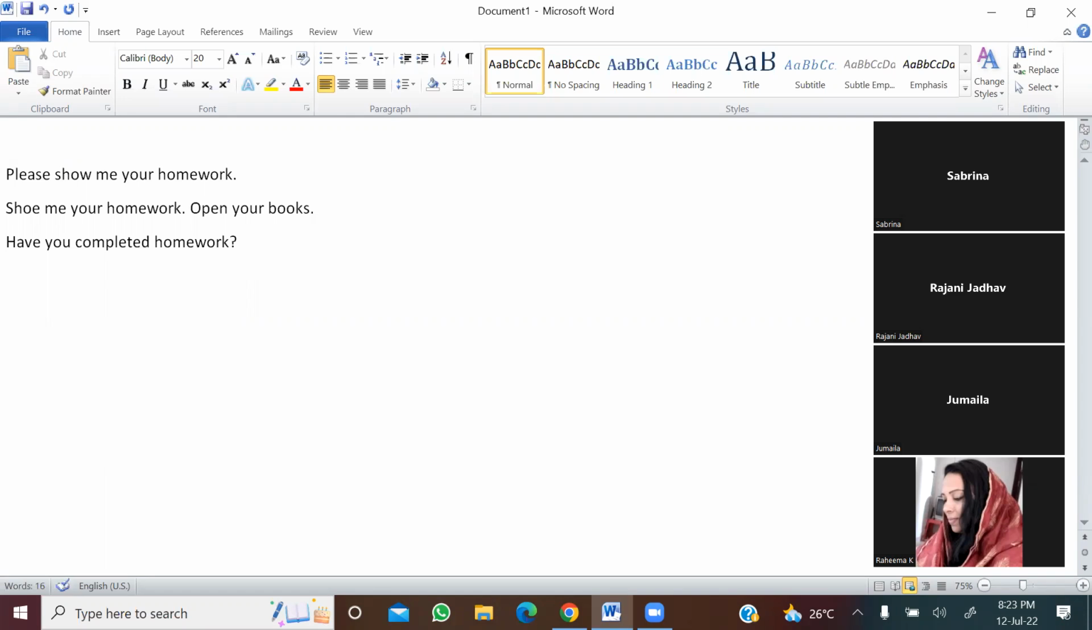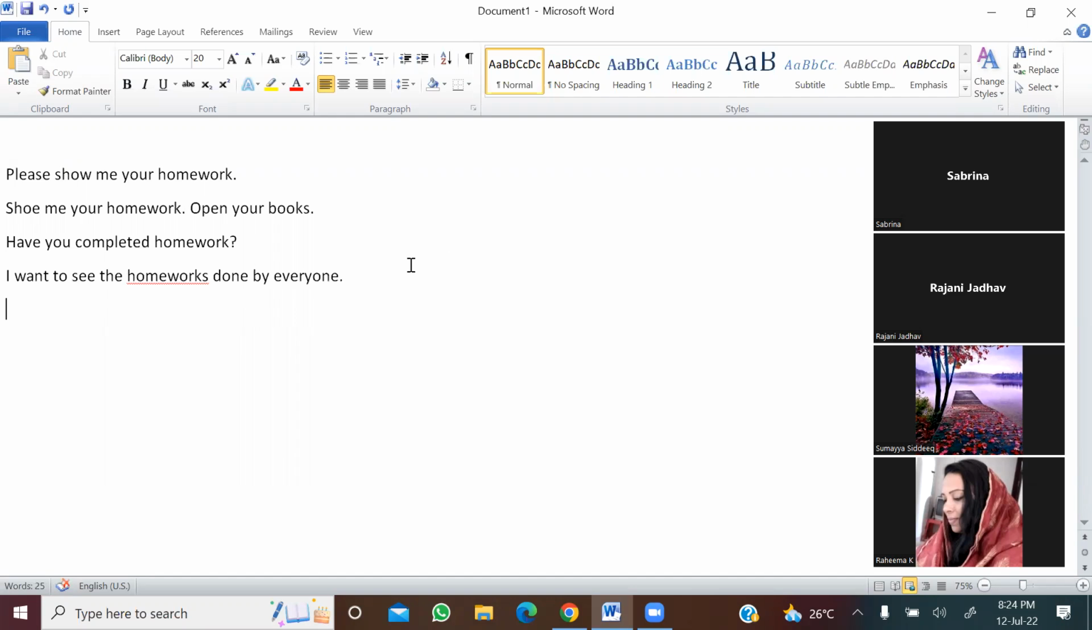Then come on, think. Could you please show the homework? No, you're talking to students, right? So could you please, we won't say like that. It's like we are the ones who have the authority. So we don't have to be too polite when we are asking about homework. It's like open your books, show me your homework. I want to see your homework. I want to see the homeworks done by everyone. Okay. So these are the different ways that you can ask for homeworks.